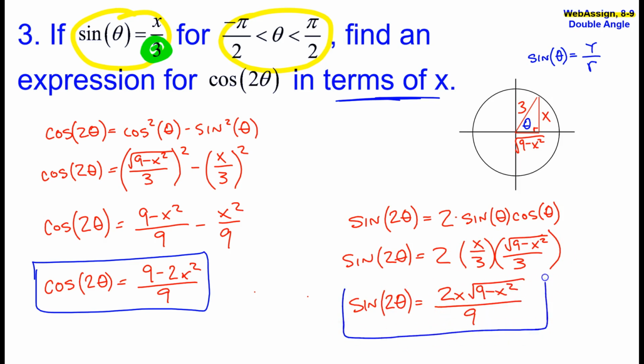There you have it, folks. Little bonus problem for you there. The sine of 2 theta is the quantity 2x times the square root of 9 minus x squared, all divided by 9.